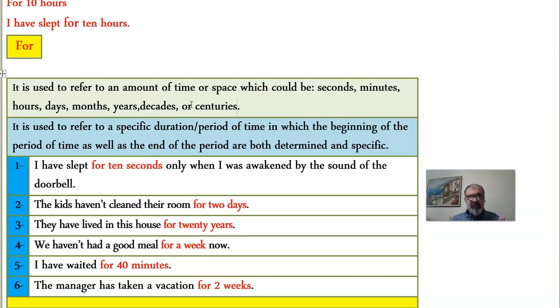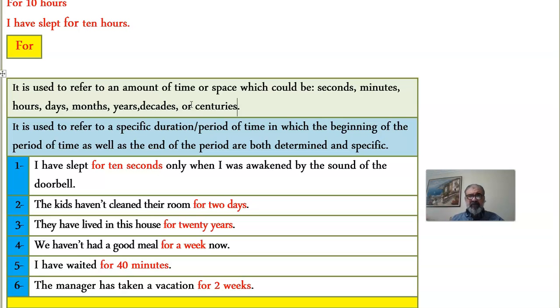So again, example number 3. They have lived in this house for 20 years. For is used to refer to a specific duration or period of time. And here, as you can see, the beginning of the period of time, which we call the time interval or duration, is specified, the first year. Also, the end of the period of time is determined and specified. So again, you are referring to a very specific duration of time.